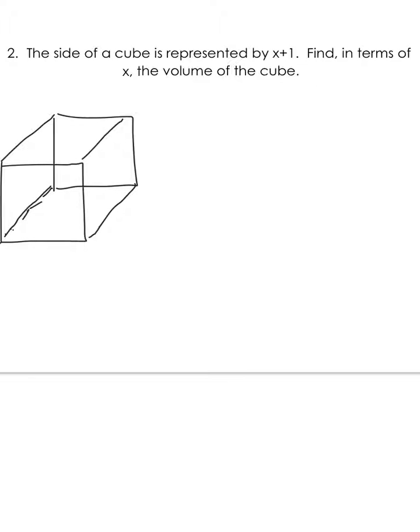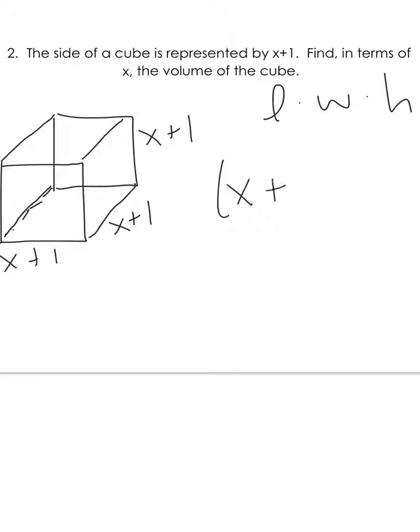And I got my cube. Now I know that each side is x plus 1, and I want to find the volume. So that means I want to figure out length times width times height. So I have x plus 1 times x plus 1 times x plus 1, or essentially x plus 1 cubed.